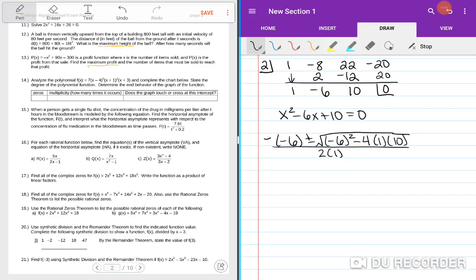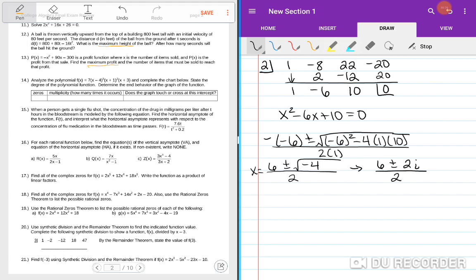Okay, so -6 becomes +6. This is x equals plus or minus, it's all over 2. This is 36 minus 40. Yep, 36 minus 40 is negative 4. Well, the square root of negative 4 is 2i.